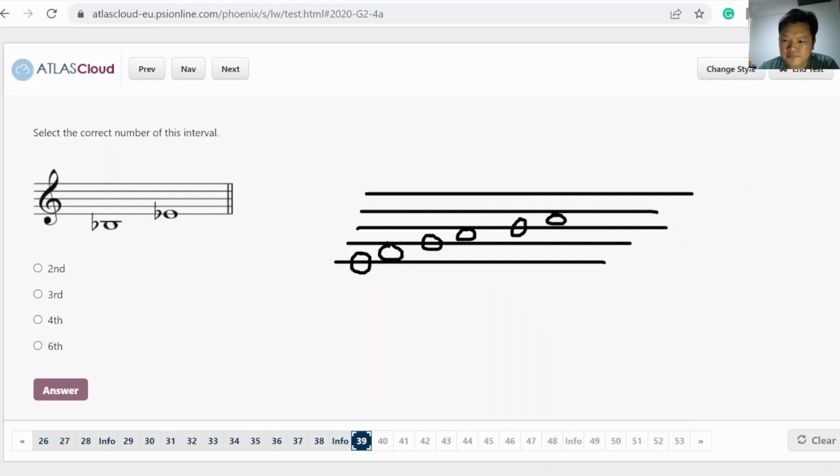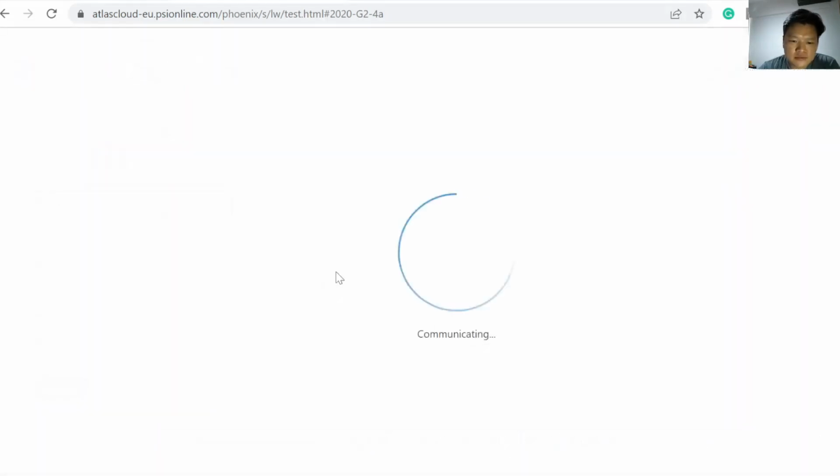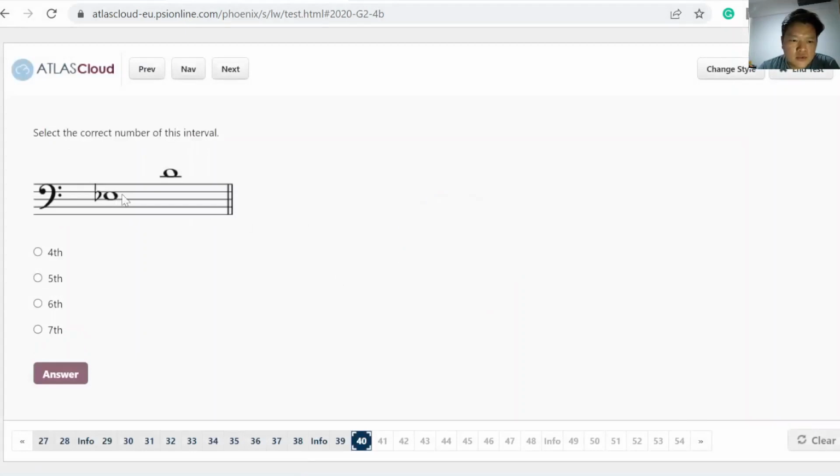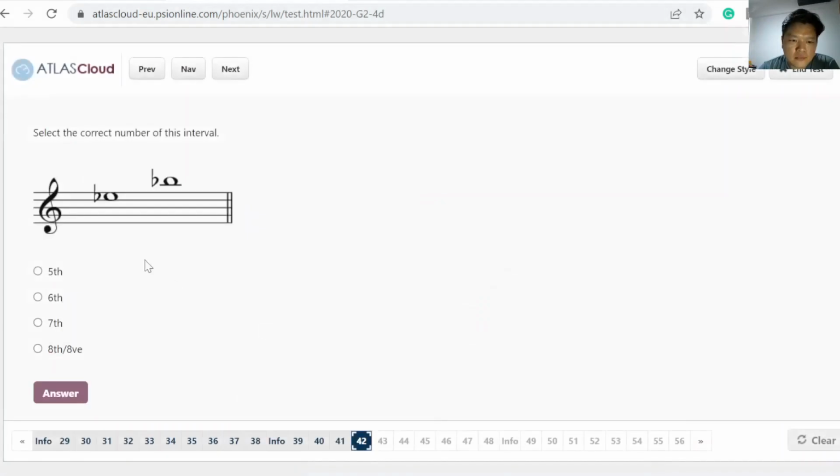Okay, look at the first one. 1, 2, 3, 4, it's a 4th. Next one, 1, 2, 3, 4, 5, 6, 7, a 7th. Then 1, 2, 3, 4, 5, a 5th. If you cannot count the steps, you can use your fingers to count. Example, E to B: E, F, G, A, B. Correct, it's a 5th.